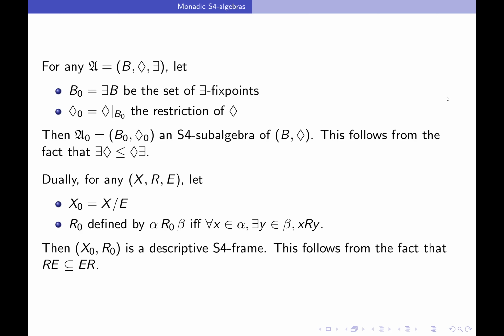And we can interpret this exact same situation dually. So what this statement up here means dually in the relational spaces is that E is actually one of these compatible equivalence relations that I'm calling a correct partition. So you can take a quotient by E, and then the relation R will be well defined on the quotient in this way. And what you'll get out of that construction is exactly a descriptive S4 frame. So this is one way to start with an MS4 algebra and just get an S4 algebra on the E fixed points.